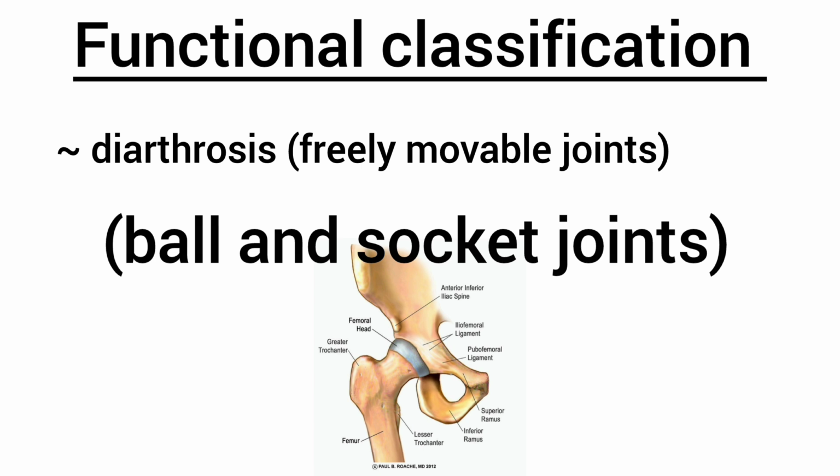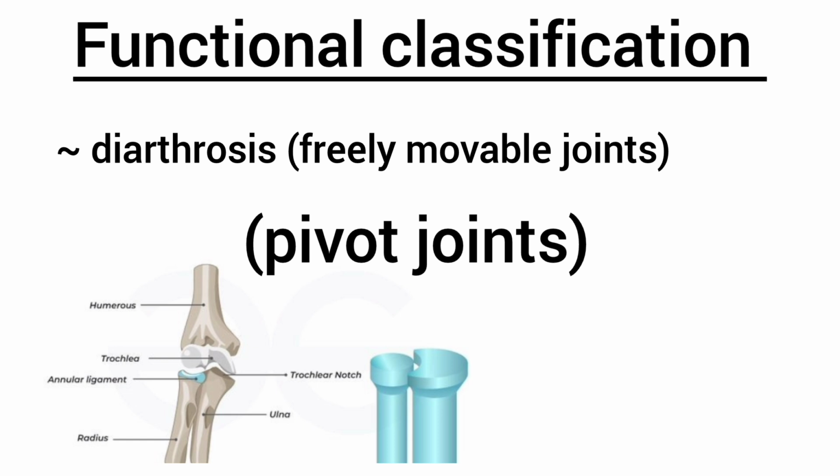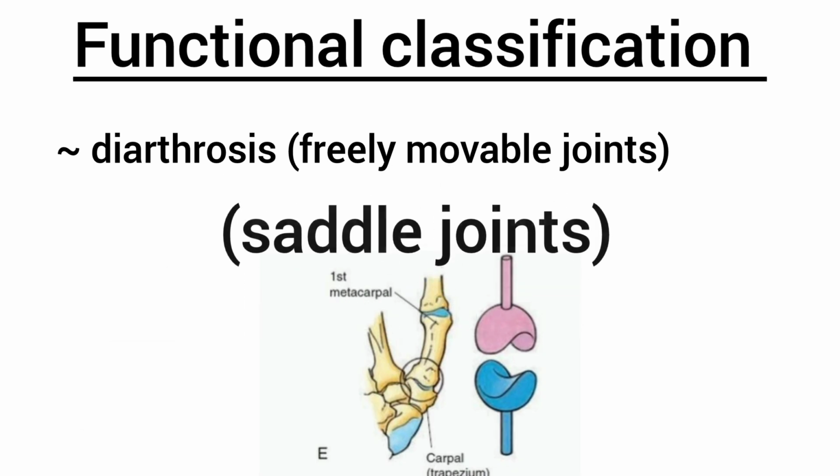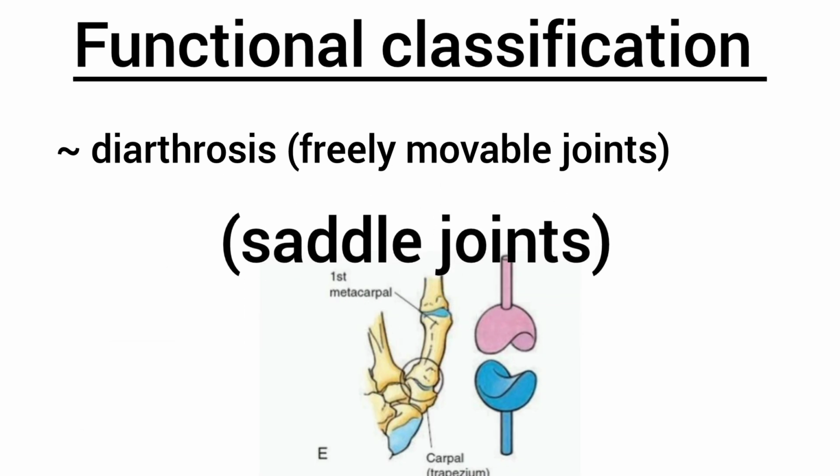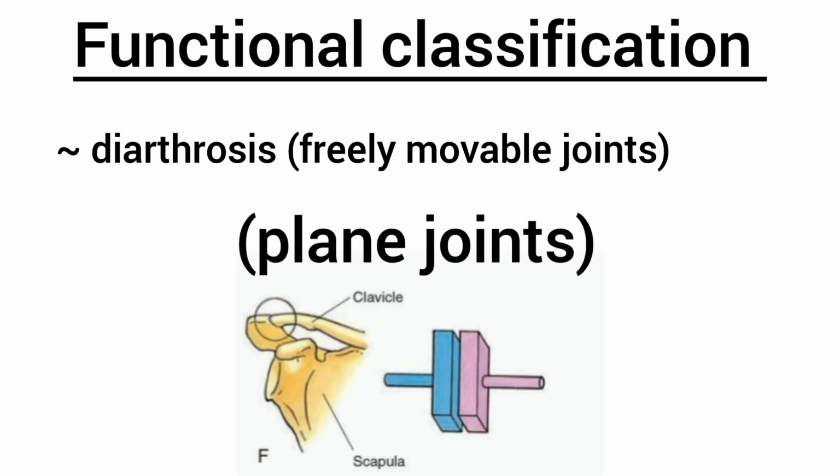Then the pivot joints. They allow rotational movements, such as the movement between the atlas and the axis in the neck. Then the saddle joints. They allow movement in 2 planes, like the thumb joint. And then finally, the plane joints. They permit gliding movements, such as in the intercarpal joints.